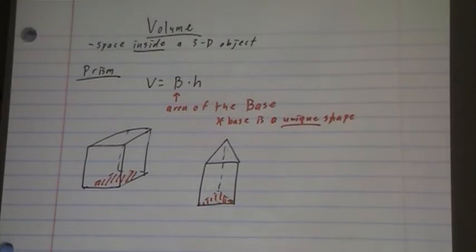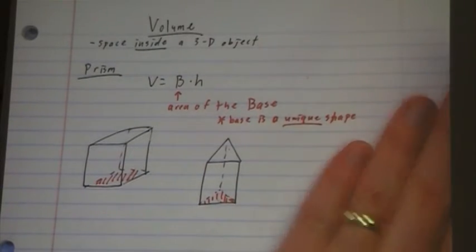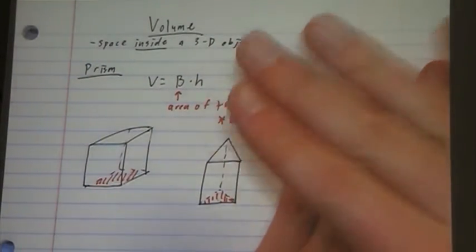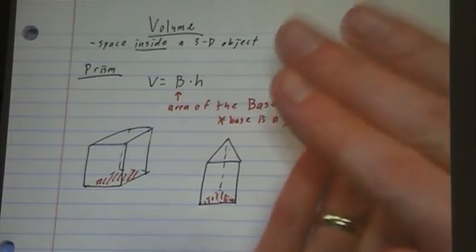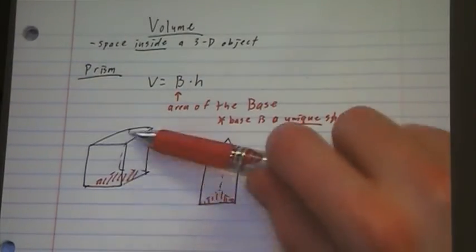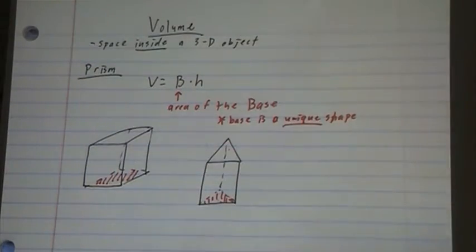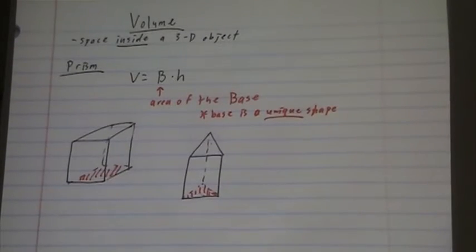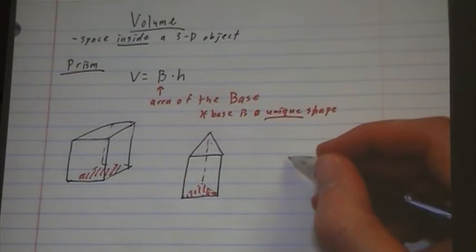So with the base, with a prism, you're always going to have one unique shape on bottom and one unique shape on top. Like the same unique shape. So the same unique shape, two triangles. The same unique shape, two rectangles or squares. If you were to do a trapezoid, I think it's called the trapezoidal prism.